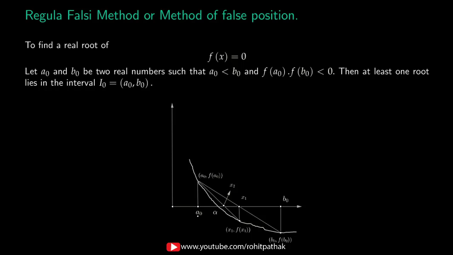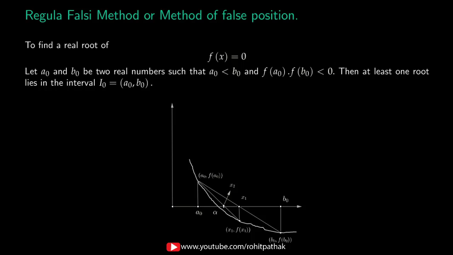Again, we check whether the root lies in [a0, x1] or [x1, b0]. So depending on these two conditions, we select the interval. Here in this graph, the root lies in [a0, x1], so we select this interval. Again, we find the chord joining (a0, f(a0)) and (x1, f(x1)), and we take the new approximation as the point of intersection of this chord with the x-axis.